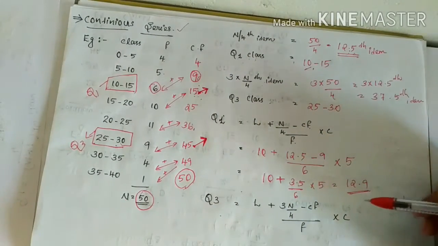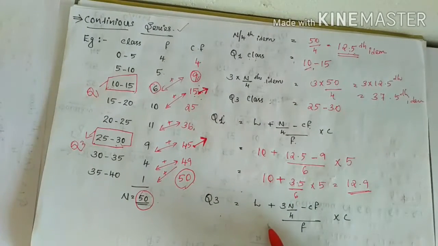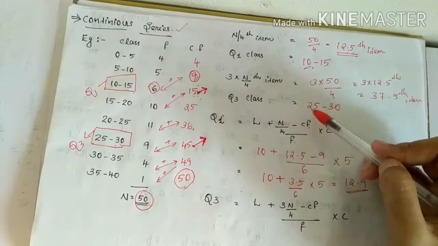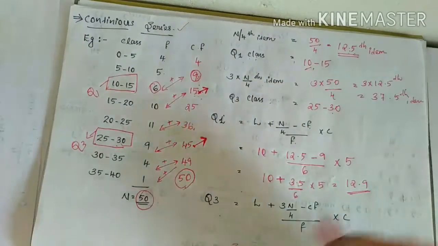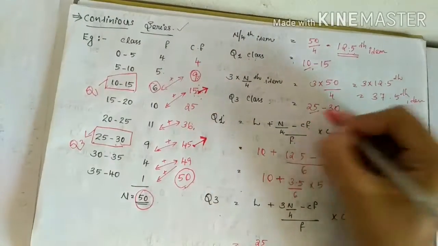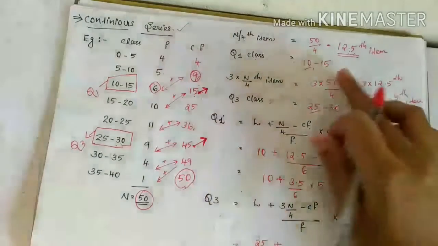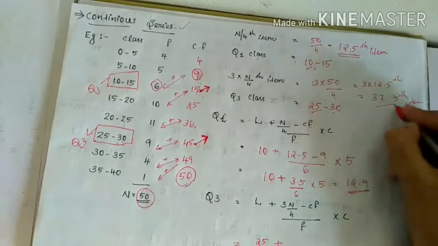After finding the value of Q1, the next one is to find the value of Q3 using this equation: L plus 3 into n by 4 minus CF divided by F into C. Already we found the Q3 class, that is 25 to 30. Then directly apply this equation. L is equal to 25, that's the lower limit of the quartile class. 25 plus 3 into n by 4. 3 into n by 4 is 37.5.